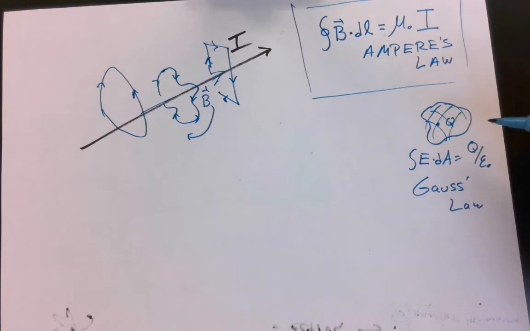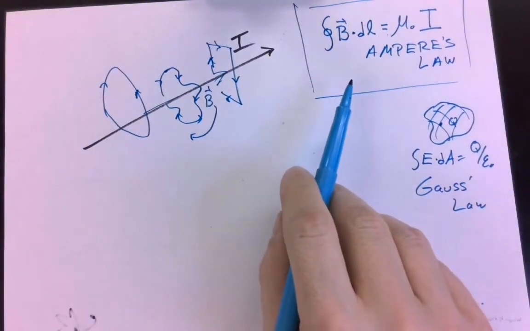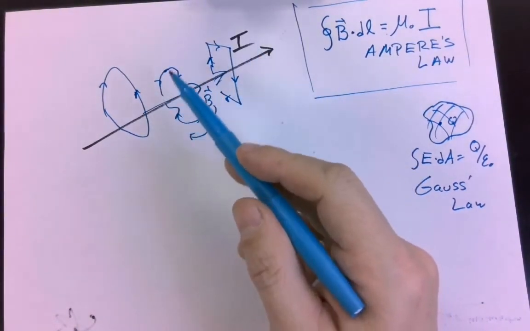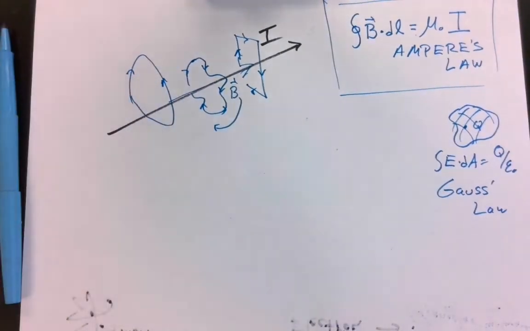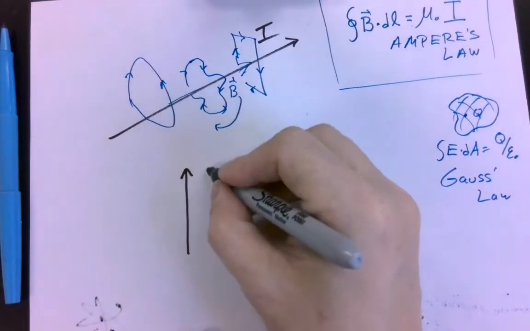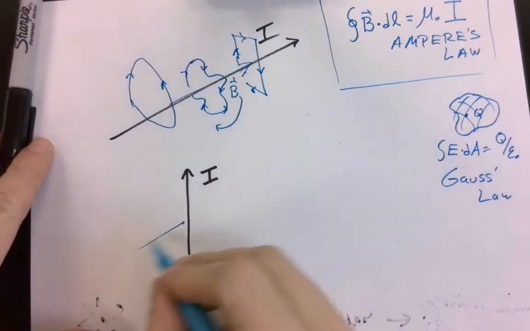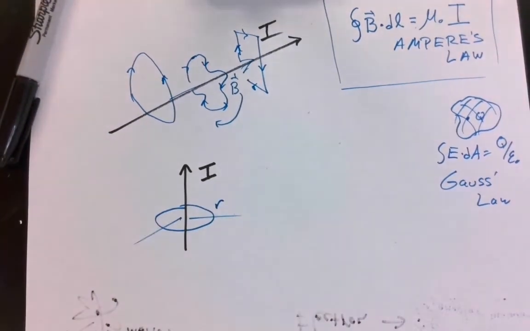But just like Gauss's law was only particularly useful in situations where the symmetry of the problem allowed us to calculate something, Ampere's law is also only going to be particularly useful with arrangements of current and choices of loops that make this integral something that one can do. The simplest example is, suppose you've got a current just going up the z-axis, say, in a cylindrical coordinate system, and you make a circular loop of radius r around that loop.